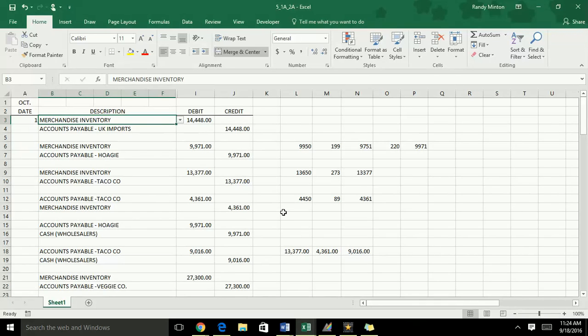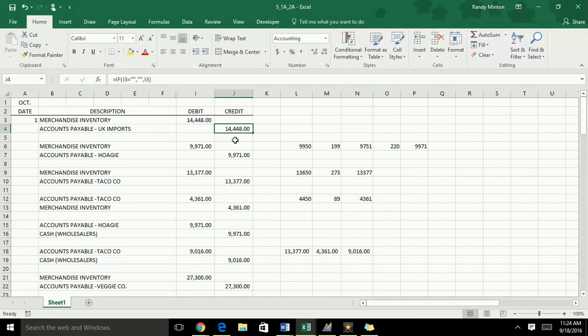Additionally, we have an accounts payable. Accounts payable is a liability. It goes up on the right and down on the left, and you can see since it's being credited, it's going up on the right. So both merchandise inventory and accounts payable are increasing.